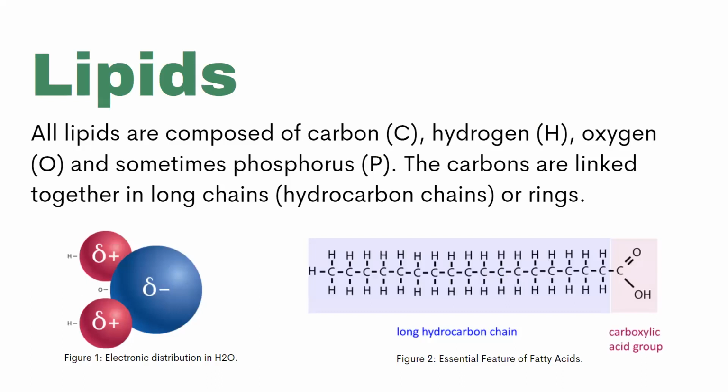Lipids are composed of carbon, hydrogen, oxygen, and sometimes phosphorus. The carbons are linked together in a long chain, which we call a hydrocarbon chain, or rings. We will see these different structures as we study lipids, but we begin with the building block that all these structures have in common, a fatty acid molecule.